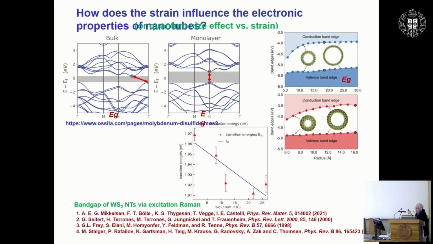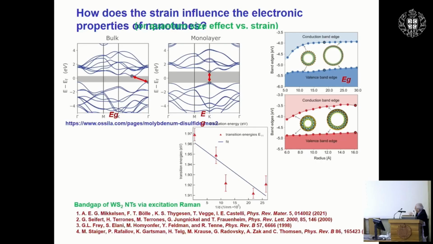And to prove that, one of the techniques that we have used was excitation Raman. In excitation Raman, you stand on one Raman line, the A1g or E2g, and you vary the laser wavelength of your excitation, and you see how the band gap, or the edge of the Raman line, varies with the diameter of the nanotubes, and you see clearly that the band gap shrinks when the diameter gets smaller.